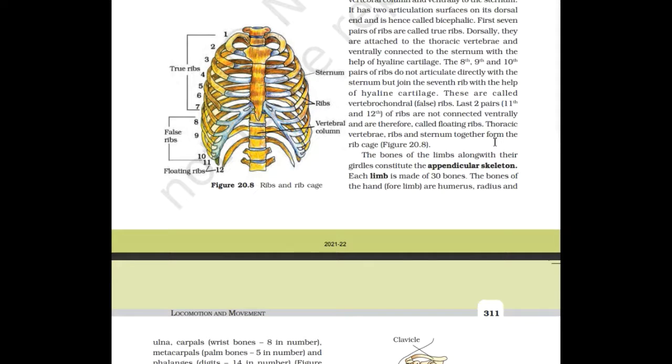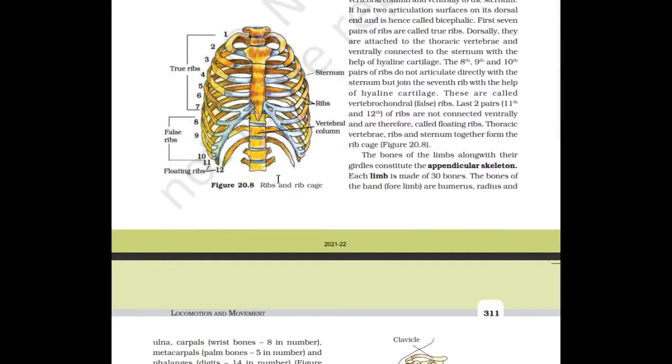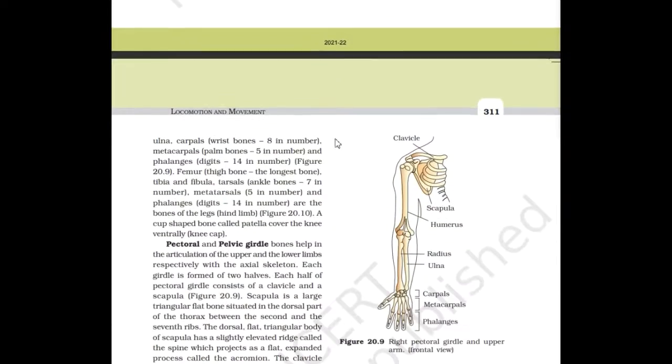Thoracic vertebra, ribs, and sternum together form the ribcage. Figure 20.8 represents the structure of the ribcage. Ribs 1 to 7 are true ribs, 8, 9, and 10 are false ribs, and the 11th and 12th are called floating ribs. Here they are represented as sternum, ribs, and vertebral column.